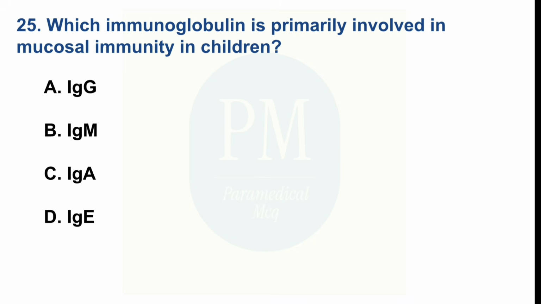Which immunoglobulin is primarily involved in mucosal immunity in children? Option A, IgG. Option B, IgM. Option C, IgA. Option D, IgE. The correct option is option C, IgA.